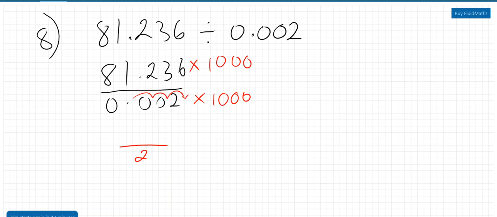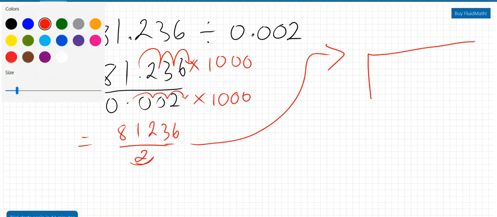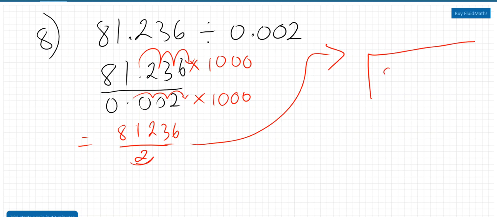So timesing by 1,000, I end up with 1, 2, and 3. So my number is now going to be 8, 1, 2, 3, 6. So 81,236. My decimals are now invisible. Okay? Which is great. The one that really had to be a whole number was that bottom number, the 2. So set up your division algorithm. And this number here goes under the bridge just there, and the 2's on the outside. And now we simply start dividing.